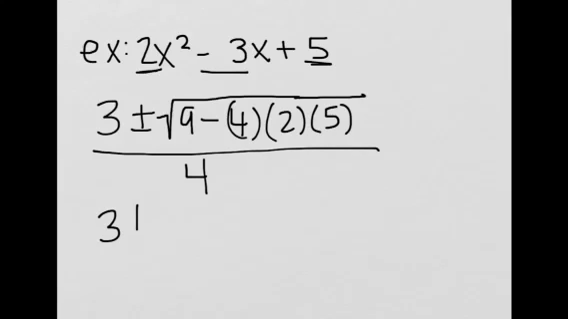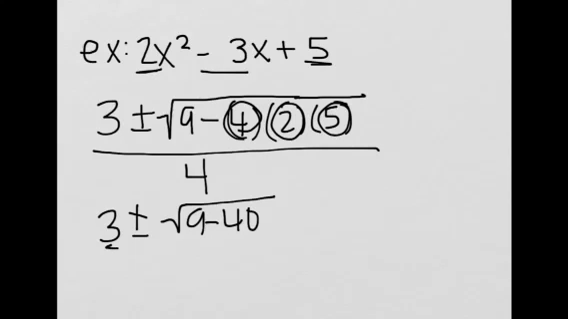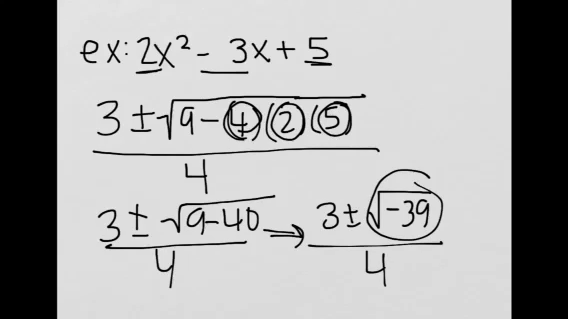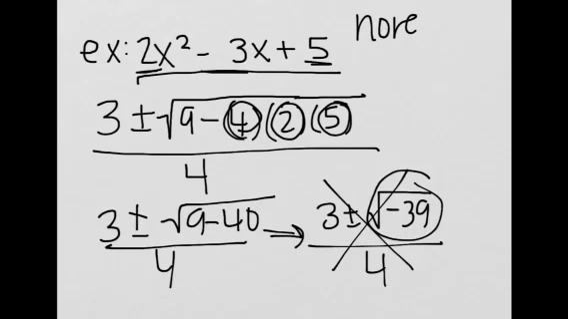So this is equal to 3 plus or minus the square root of 9 minus, let's see, what's 4 times 2 times 5, that is 40, so 9 minus 40, over 4. So this is equal to 3 plus or minus the square root of negative 31 over 4. But do we know what the square root of a negative number is? No, it's non-existent for the real numbers. So therefore, this equation has no real solutions. So no real x.